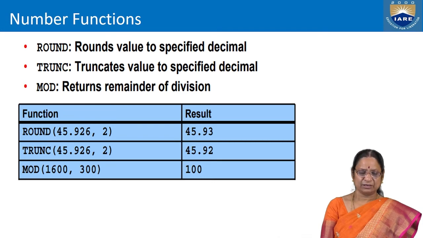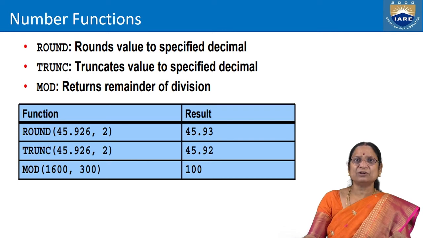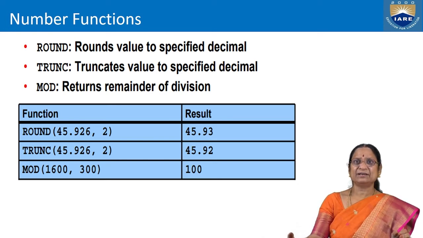The difference between round and trunc: in rounding, if the next value after the position up to which we are rounding is greater than or equal to 5, 1 will be added to the current position. Otherwise, it will just be limited. But in case of truncation, irrespective of checking the next number, the data will just be cut off. Mod means it will return the remainder of the division.